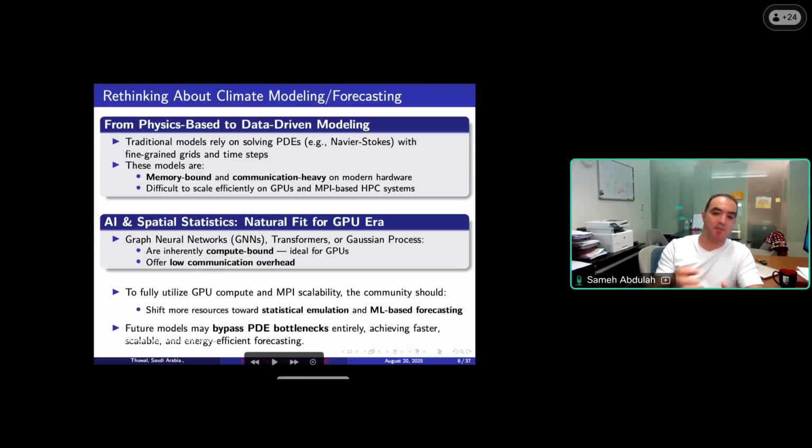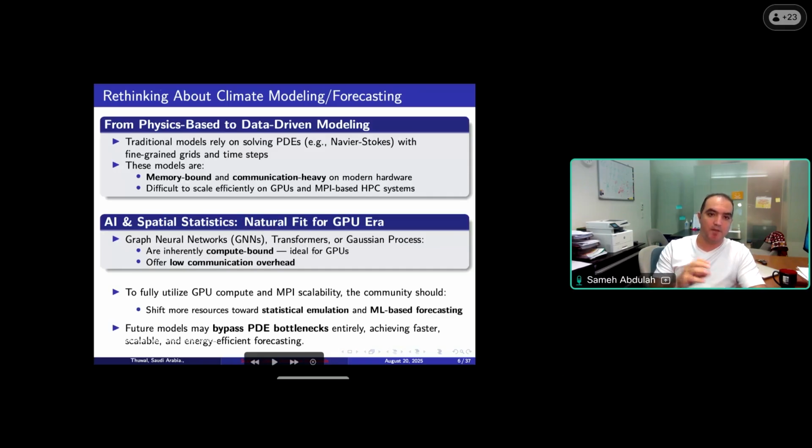So this is what I was talking about: physics-based models and data-driven models like AI, or going with the third dimension, which is spatial statistics, which I am representing today in my presentation. Spatial statistics is another way to understand, and it is also a very mature method to model climate and weather data and use it for forecasting.